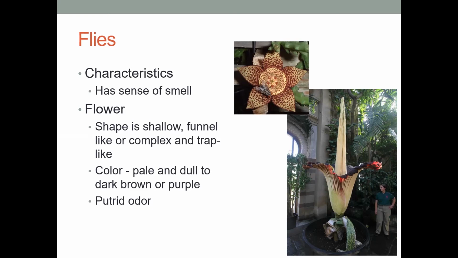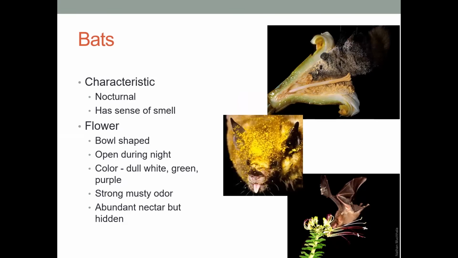And it's usually more of a trap shape of a flower. So they're trying to attract these flies with a pungent odor, and the fly will then fall into this trap while it gets covered in pollen and eventually escapes with that pollen, and will do the same thing to another flower. Okay, so we talked about insect pollinators.